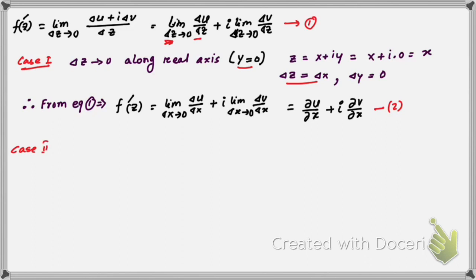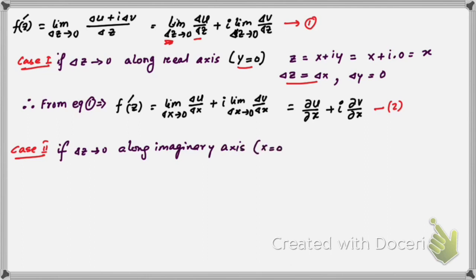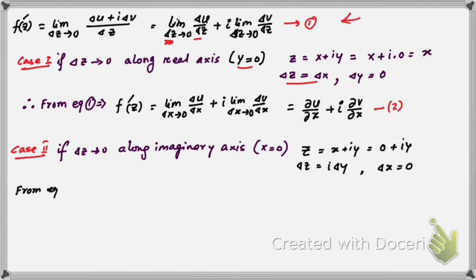Now again, if delta z approaches 0 along the imaginary axis, that means along the y-axis, the equation of the y-axis is x equal to 0. Then z becomes x plus iy, x is 0 now, so it is going to be iy. So delta z is going to be i delta y, and delta x is going to be 0. Using this result in equation number 1, we replace delta z by i delta y, and doing so we get this result.